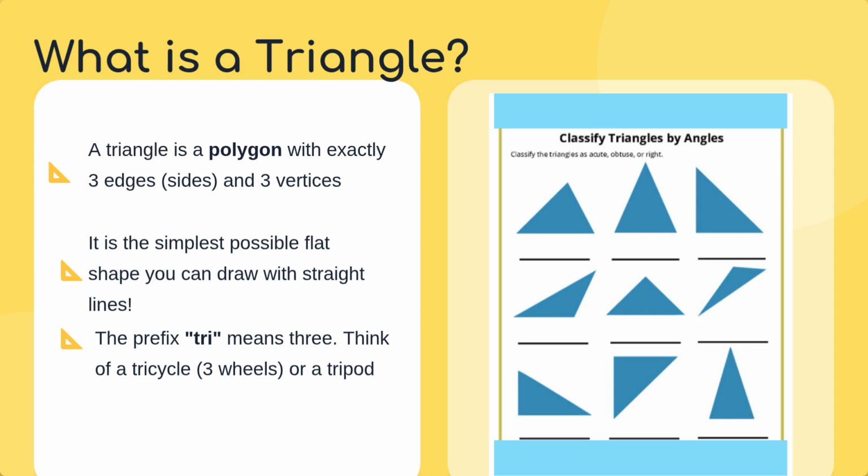Well, in geometry, a triangle is a flat shape, or a polygon, that has exactly 3 edges and 3 vertices, which is just a fancy math word for corners. In fact, the prefix tri literally means 3. Just think of a tricycle with 3 wheels, or a tripod with 3 legs. It's the absolute simplest flat shape you can draw using straight lines.